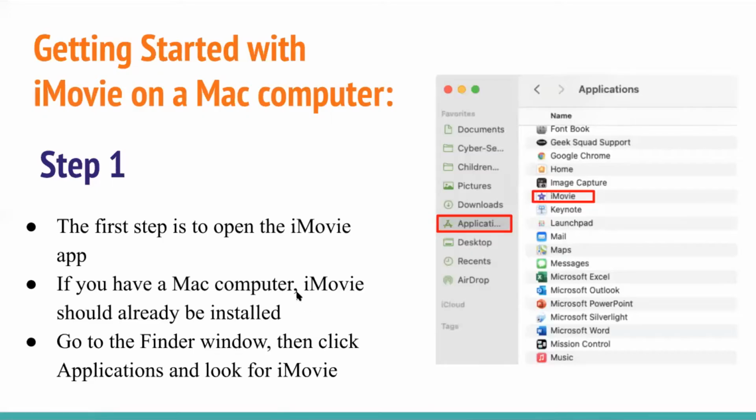All right, getting started with iMovie on a Mac computer. So we're going to go over how to find it and how to open it and start your own movie. So step one, the first step is to open the iMovie app. If you have a Mac computer, it should already be installed. All you'd have to do is go to the Finder window and then click Applications and look for iMovie.